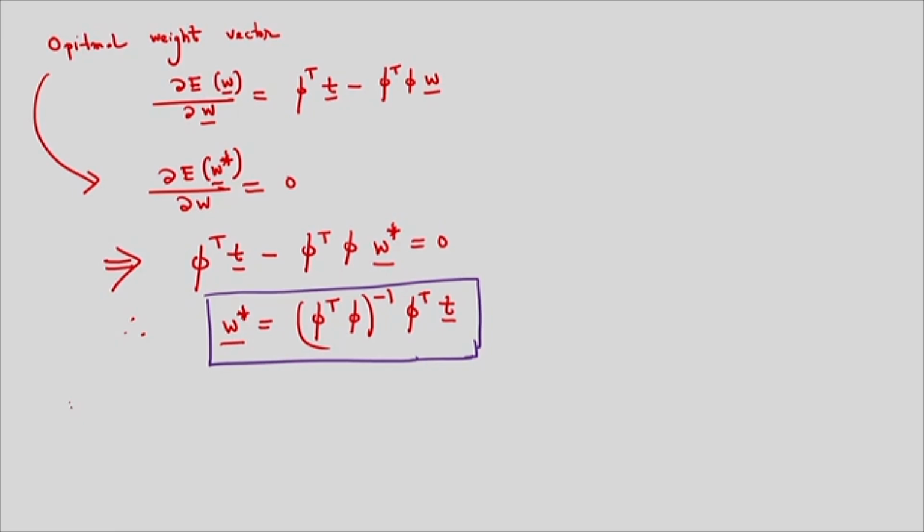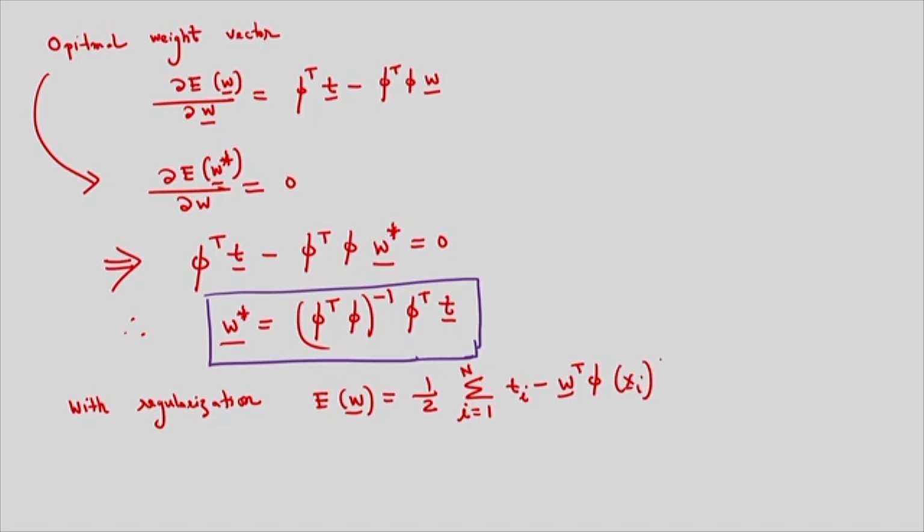So, with regularization, we can write this error function, E(w) is equal to 1 by 2 summation i is equal to 1 to n, (t_i minus w transpose phi(x_i)) square, plus I am considering the penalty term, that is the regularization term, lambda by 2 w transpose w. So this is with the regularization.